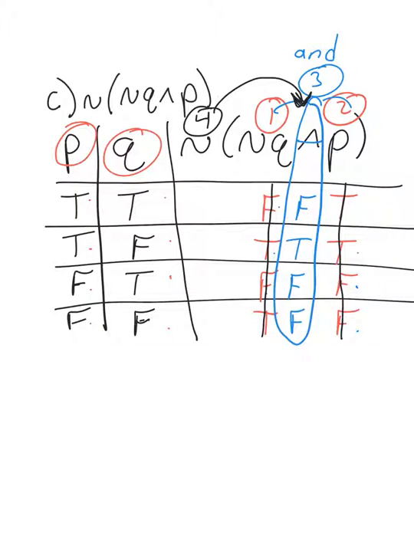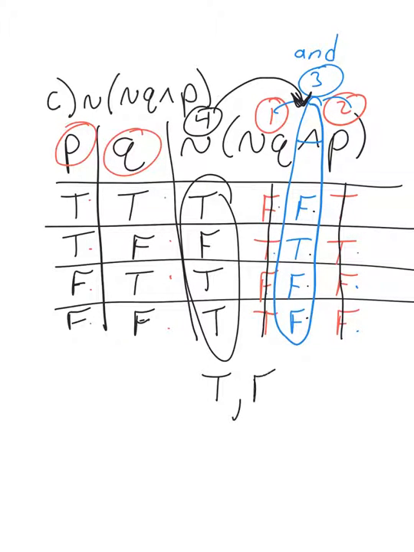Negate the and. Remember, negation means change to the opposite. So the F on top becomes a true, the T becomes an F, and the last two F's become T's. So here's my final answer in black, T F T T.